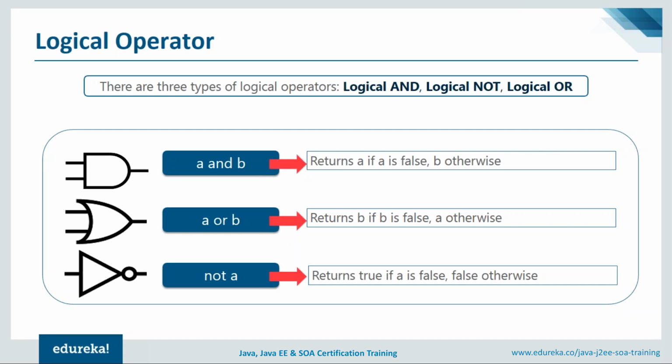Here, what happens is it will return the value of A if the value of A is assumed to be false. Otherwise it will return the value of B. Now logical OR is actually quite opposite of this. It will return the value of B if B is false, otherwise it will return the value of A. Although it might seem quite complicated, when we talk about conditional statements and loop statements, you might get a better understanding of that.